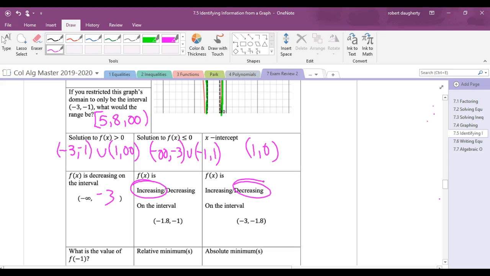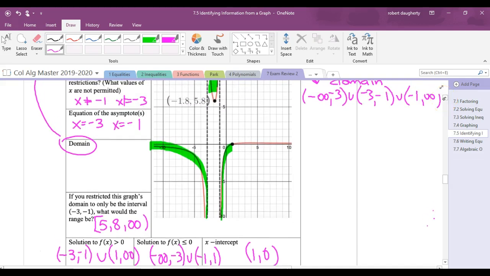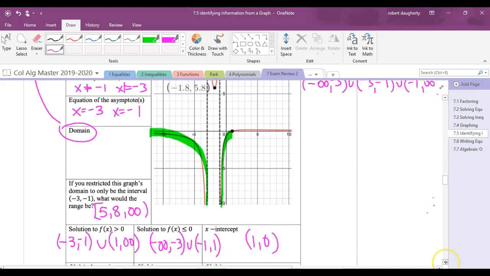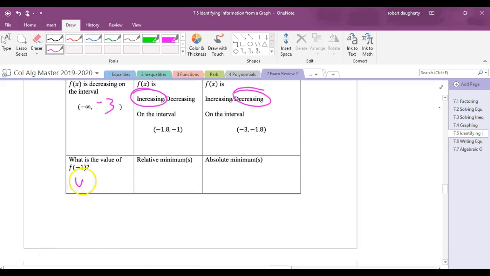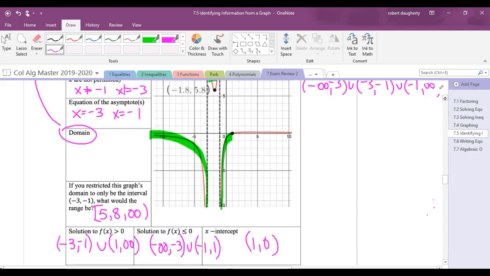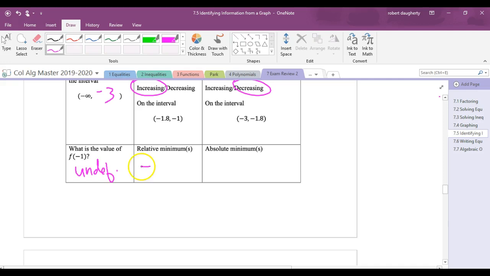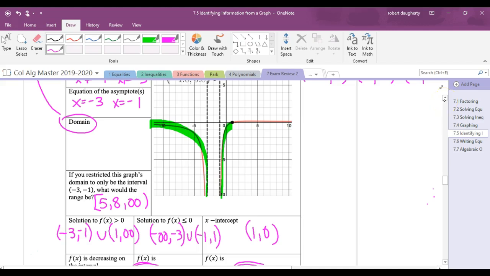What's the value of f of negative 1? Look at my graph. F of negative 1 is right here. That's the asymptote. There is no value, so it is undefined. Relative minimum: where are relative minimums in this graph? It looks like there's a relative minimum at negative 1.8, 5.8. Absolute minimum: there is no absolute minimum for this graph. You can see that it continues to go down to negative infinity.